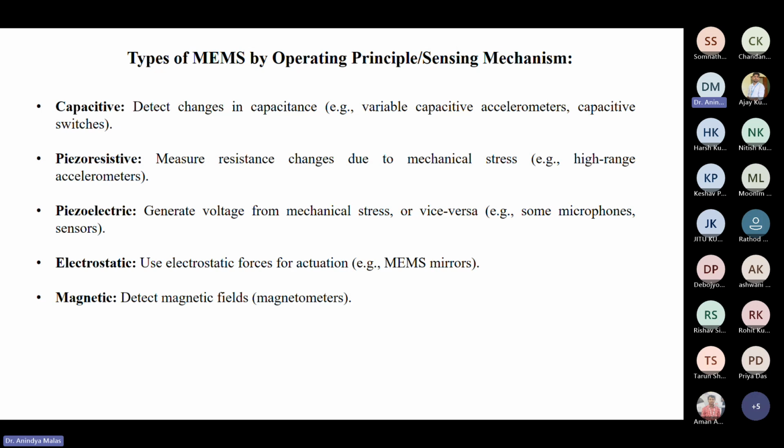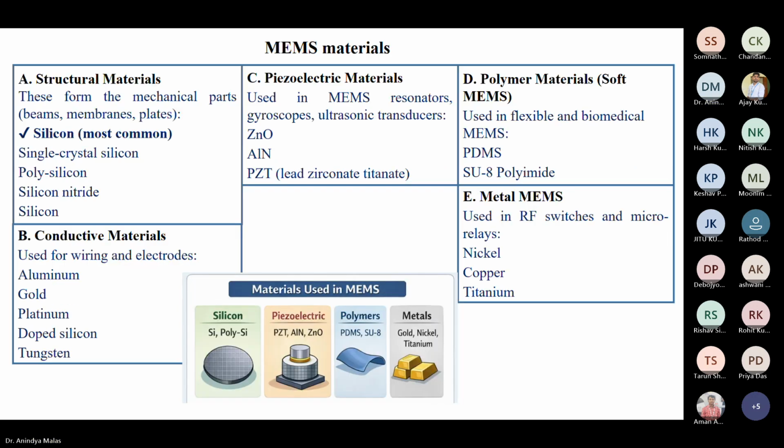Now these are the materials. There are so many materials for different applications. For structural, silicon is the most popular, the most common. Besides those materials, nowadays research is also going on crystal. Actually, developing MEMS with crystal is very difficult, but nowadays it is very popular. That means the researchers are using crystal to develop the MEMS.